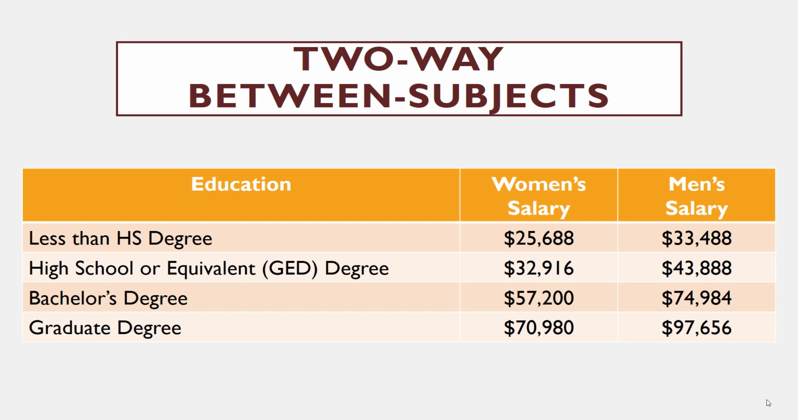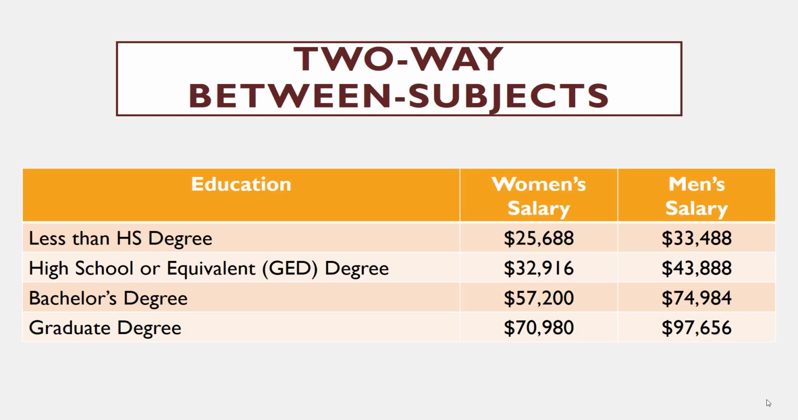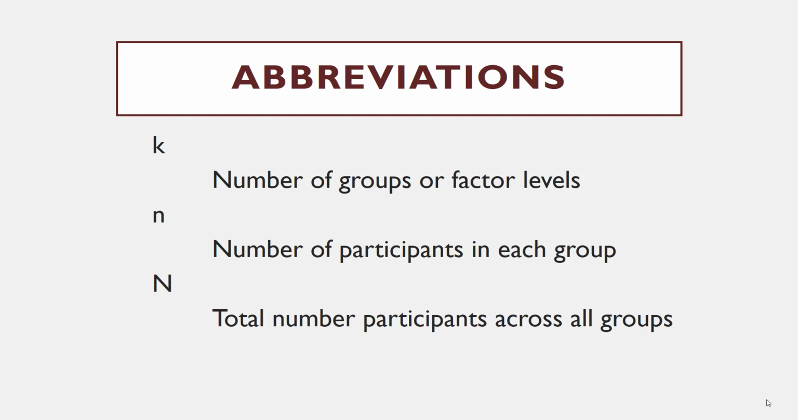Some abbreviations that you need to know. You've seen N, capital N and lowercase n before. What is new is K. So K is our number of groups or our factor levels. So if we're comparing men and women, K is 2. If we are comparing education, for instance, less than high school, bachelor's, graduate, we have 4 groups, so K would be 4. And then little n here is used for our number of participants in each group.